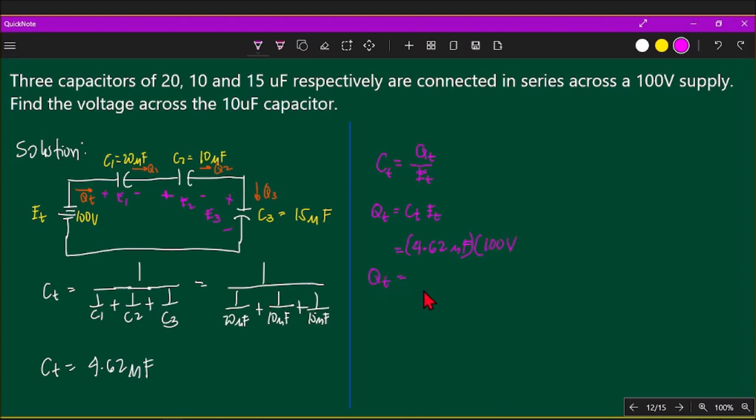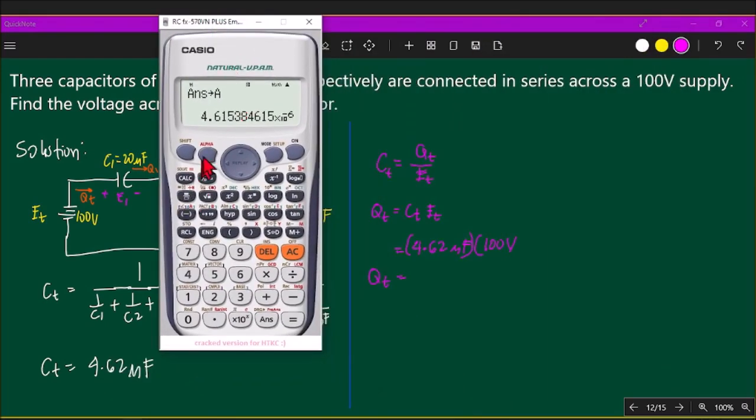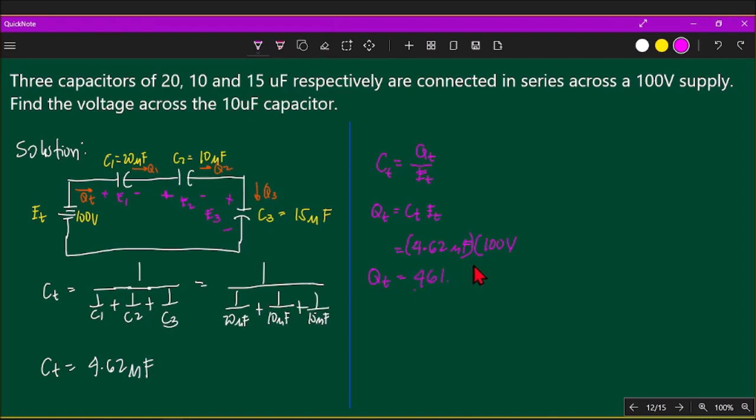So our Q sub T is equal to, using our calculator, we have just put the answer for our total charge on A. So we have just to recall that one. So we have here recall A, so that will be that one, times 100. So our total charge is equal to 461.54 microcoulomb. So we just store that one on B. Okay, so this is equivalent to 461.54 microcoulomb.